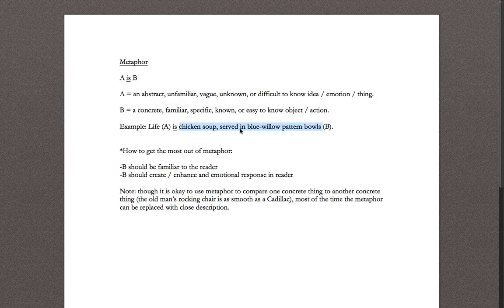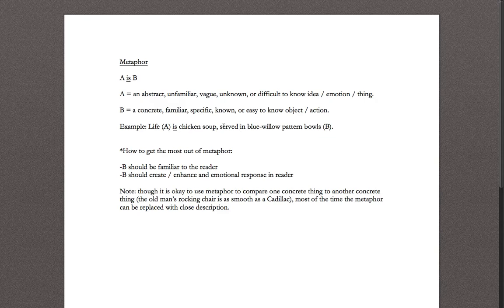Blue willow pattern bowl: I kind of see one of those white china bowls that has some sort of design around the rim of it, or some sort of detail that is painted in blue. So easy to know, or known. Now we're going to look back at this when we get to the Mary Oliver poem, but that's the basic construction right now. A is B: abstract, vague, or unknown, and then B being familiar, known, specific, concrete.